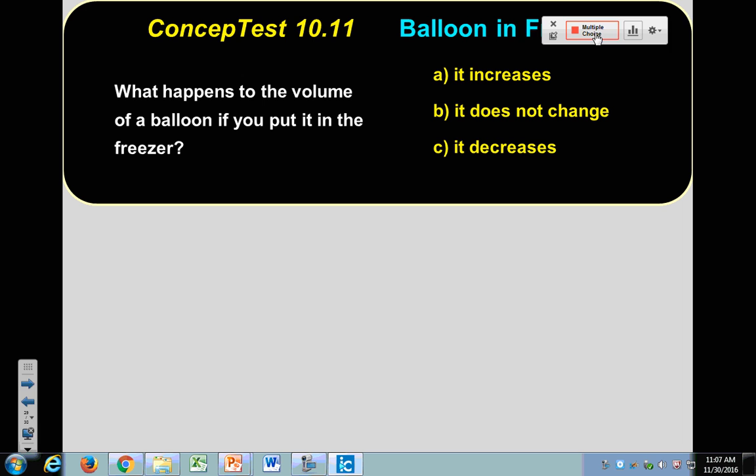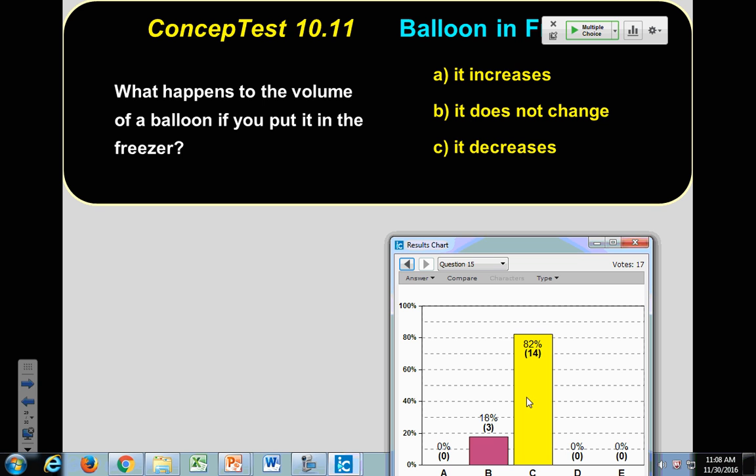What happens to the volume of a balloon if you put it in the freezer? Does it increase, not change, or does it decrease? It's a balloon that's blown up, and then you put it in the freezer. All right, I'll stop at 25. Okay, it does decrease, just like the soda bottle. It's the same question as the soda bottle.